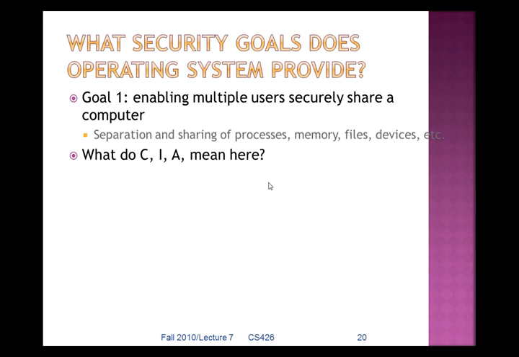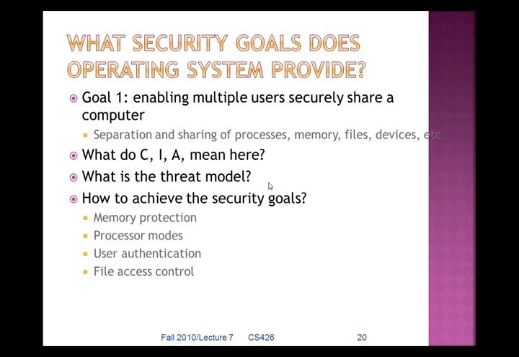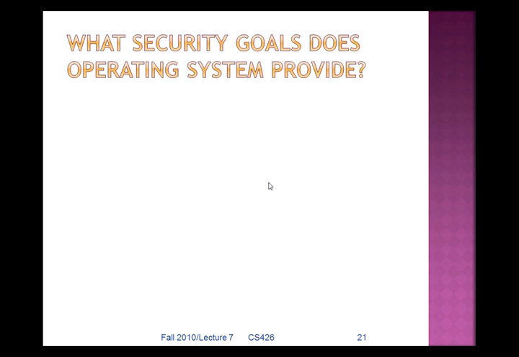What does CIA mean? C means confidentiality, I means integrity, A means availability. What is the threat model? How to achieve the security goals? That is the main task, or the main goal of the operating system.